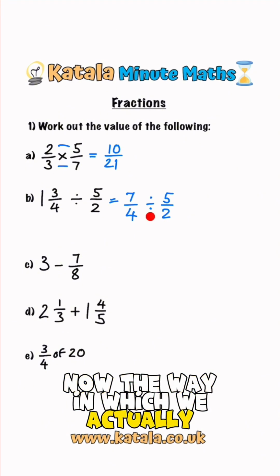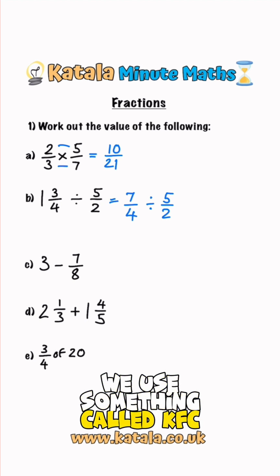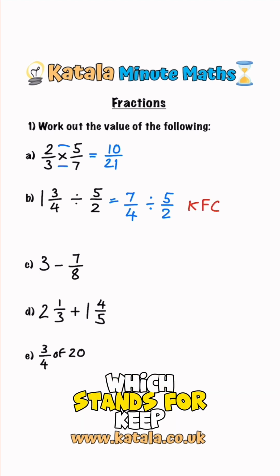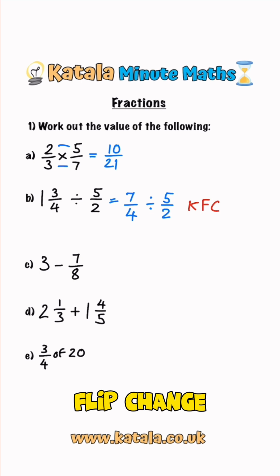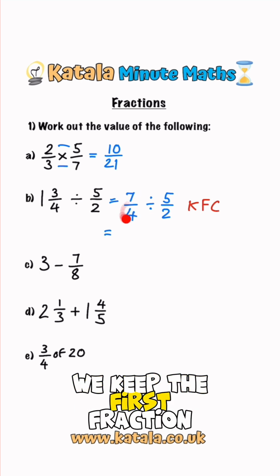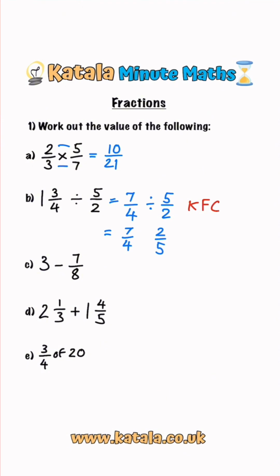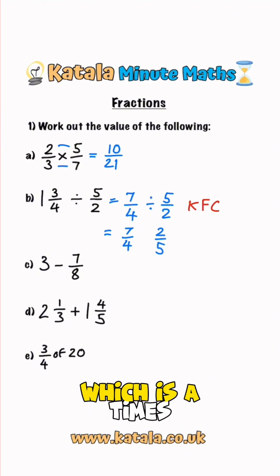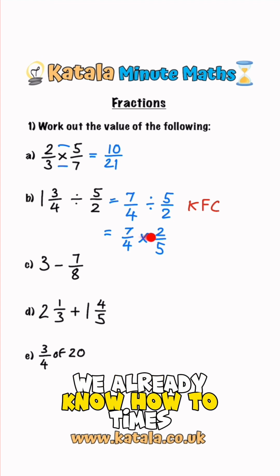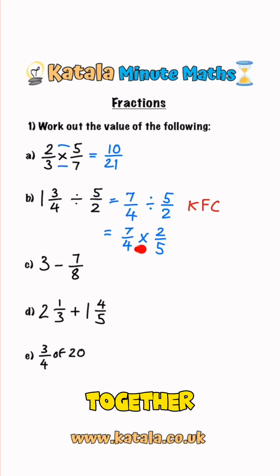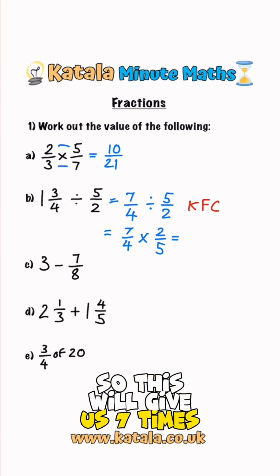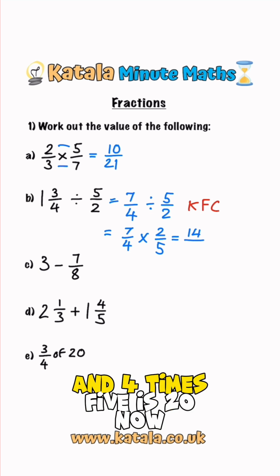Now the way in which we actually divide fractions is we use something called KFC, which stands for keep, flip, change. Now what that means is we keep the first fraction the same, we flip the second fraction upside down, and we change the divide into its opposite, which is a times. And of course we already know how to times fractions now, we just times the tops together and times the bottoms together. So this would give us 7 times 2 is 14, and 4 times 5 is 20.